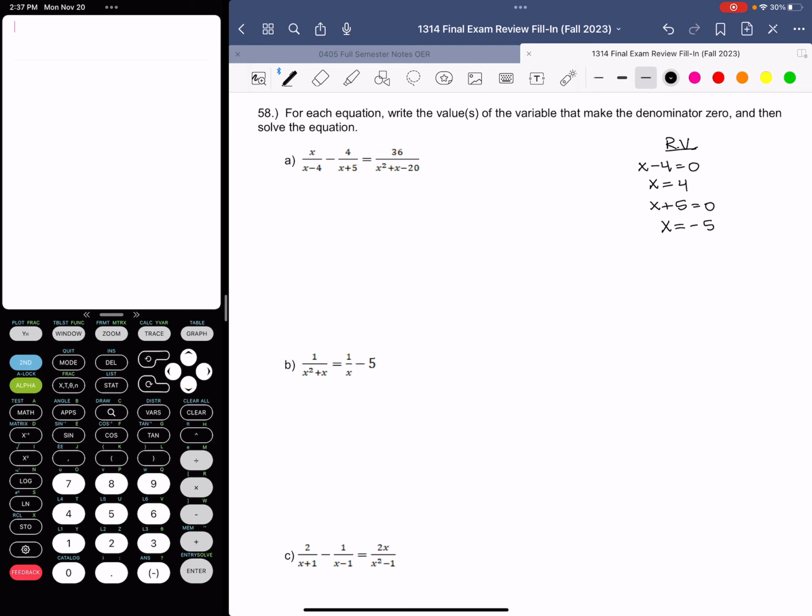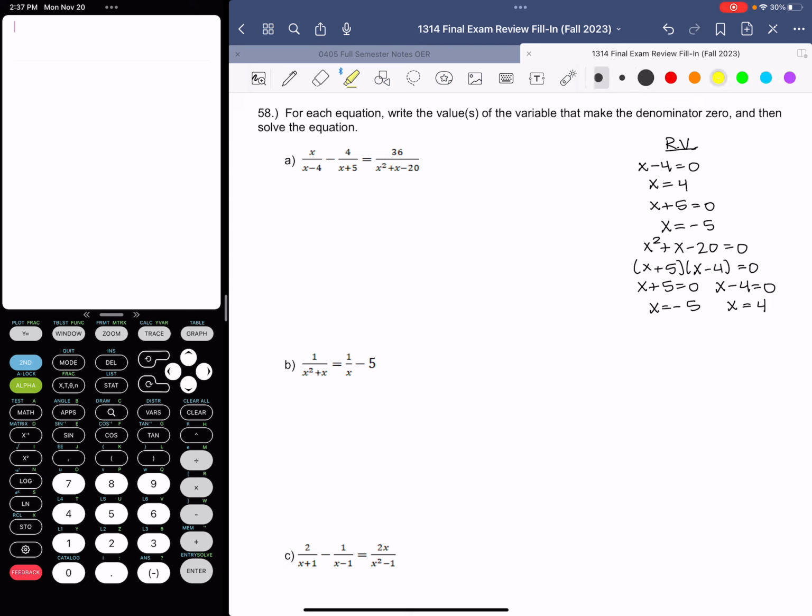And then we're going to set x squared plus x minus 20 equal to 0. And this one you're going to need to factor. So when we factor it, it factors to x plus 5 times x minus 4. And when you set each of these equal to 0, you'll find that you get the same things that we already have up there, where x cannot be negative 5 and x cannot be 4. So here's all the restricted values that we have.